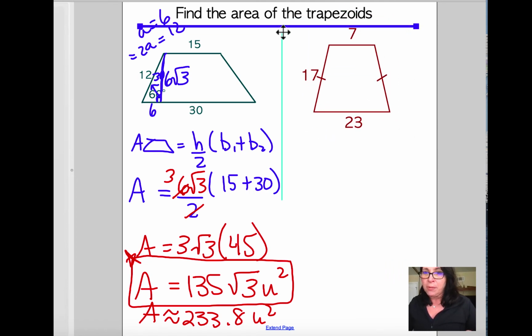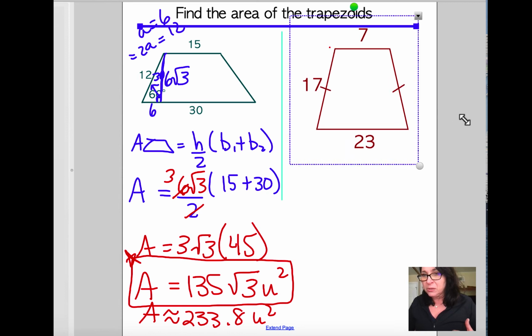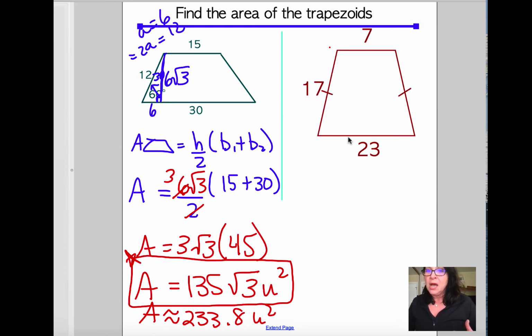For this problem here, I'm looking for the area again. And for this problem, I want to find the area, and I have no other information. This is a little bit tricky, definitely. But what I do know is that it is isosceles. And why is that helpful? That is helpful because, I'm going to open this up just a little bit if I can.